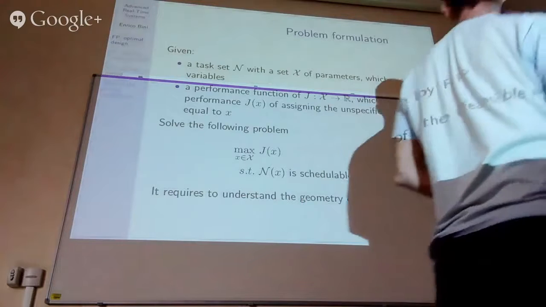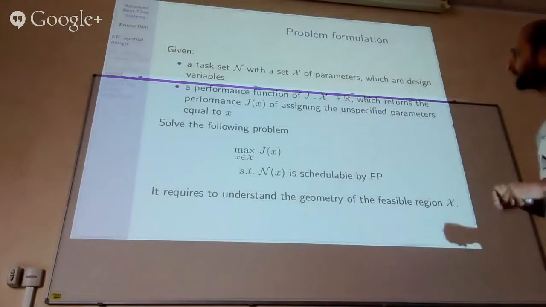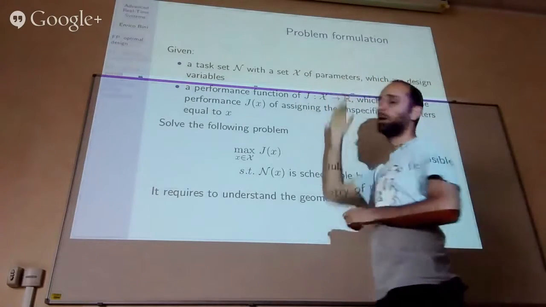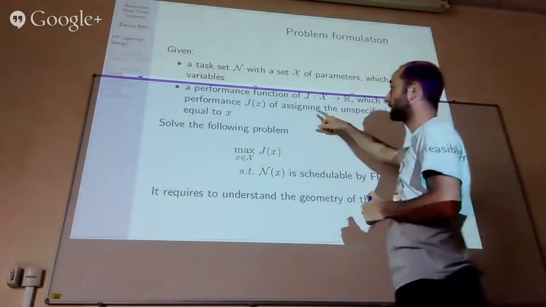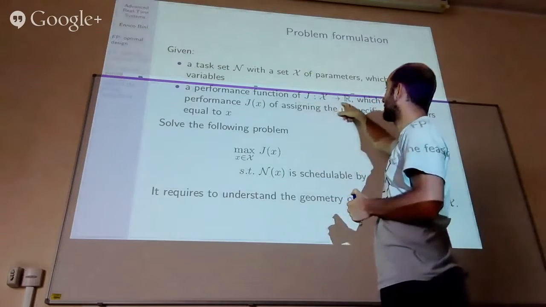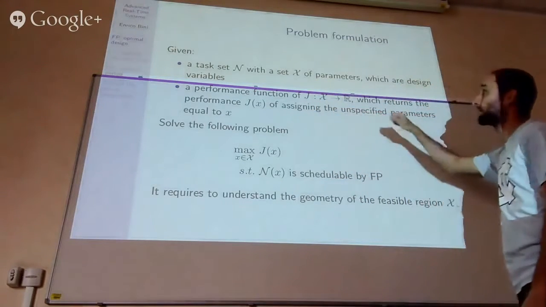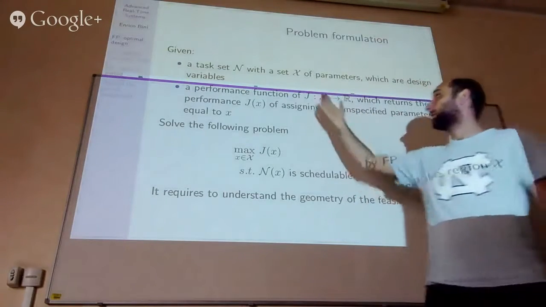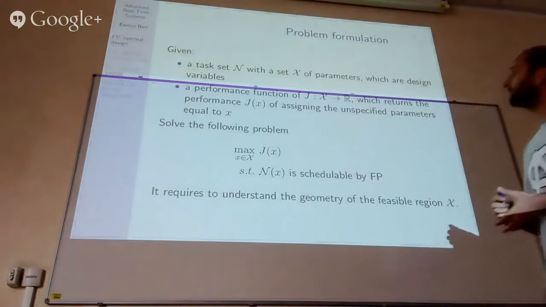So how do we formulate it in very broad terms? We are given a set of n tasks, and there is a set of parameters which are design variables. So a set X of parameters, which may be periods, computation times, some parameters of the task set. The other ingredient is a performance function that I call J, from the set of design variables X to the real values. And this performance function returns how good those design variables are.